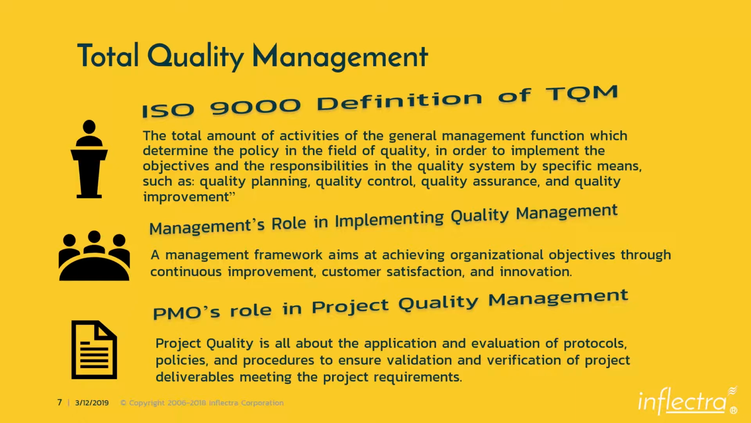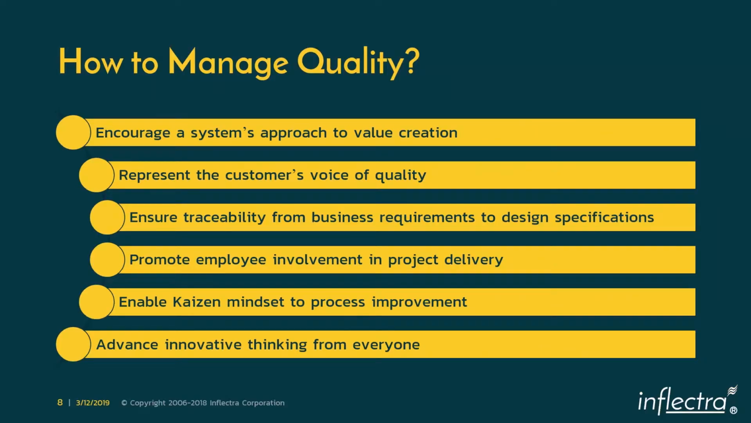So the quality of any output and outcome delivered by a project is not just focused on testing. On the contrary, project quality is all about the application and evaluation of protocols, policies, and procedures to ensure validation and verification of project deliverables meeting the project requirements. Now that we have established the why and what behind the quality management framework, how should we manage quality? First, we should encourage a systems approach to value creation.